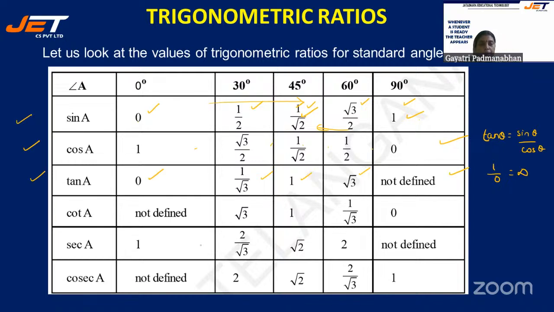Next, what is cot theta? Cot theta is nothing but 1 by tan theta. So 1 by 0 is infinity. 1 by 1 by root 3 is root 3. 1 by 1 is 1. 1 by root 3 is 1 by root 3. 1 by not defined is 0.